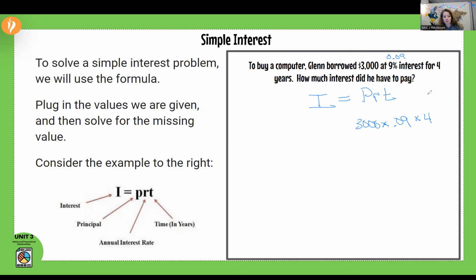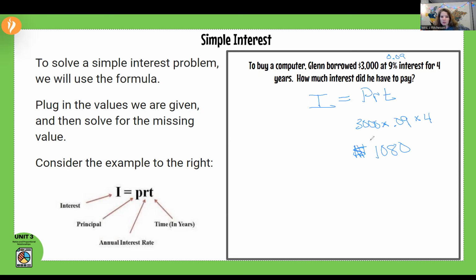So we get to just throw that right into our calculator. 3,000 times 0.09 times 4. You're going to pay $1,080 in interest only. Now, you've got to be careful.